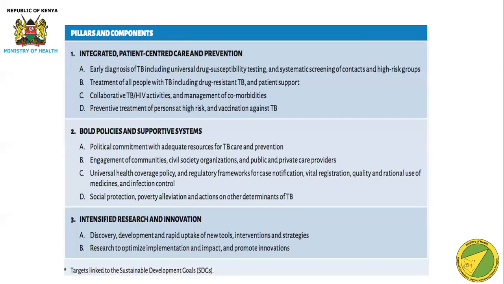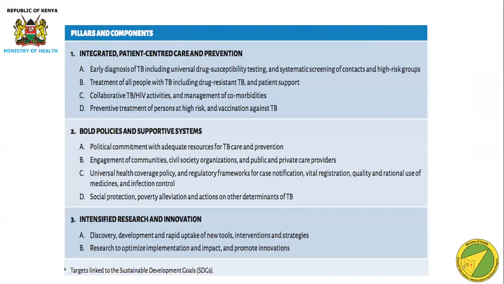So, in terms of these pillars and their components, pillar 1 is about early diagnosis of TB, including universal drug susceptibility testing. I've already gone through this. Treatment of all people with TB, including drug-resistant TB and patient support. Collaborative TB-HIV activities, for example, integration of services. Preventive therapy.